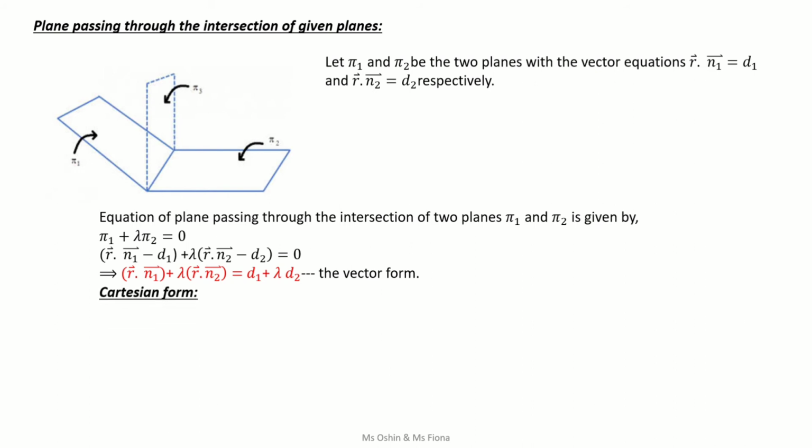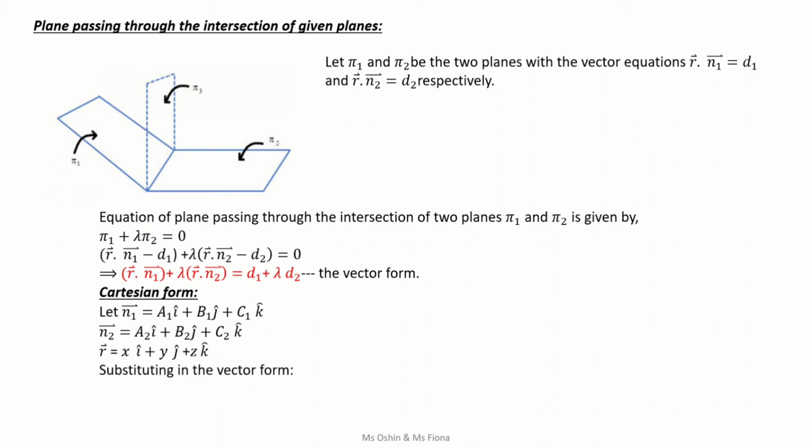In order to get the Cartesian form, let us take vector n1 as a1 i cap plus b1 j cap plus c1 k cap, where a1, b1, c1 are direction ratios of n1. Let n2 vector be a2 i cap plus b2 j cap plus c2 k cap, where a2, b2 and c2 are direction ratios of n2 vector. Let r vector be x i cap plus y j cap plus z k cap.